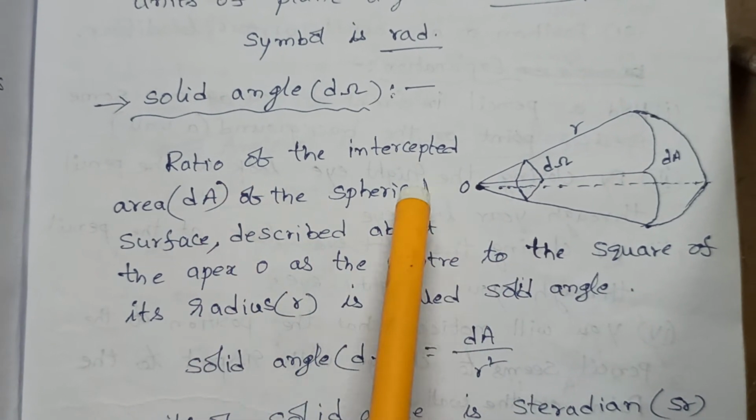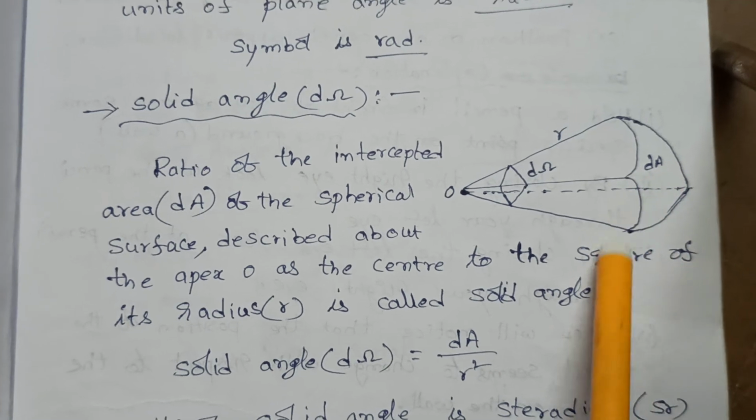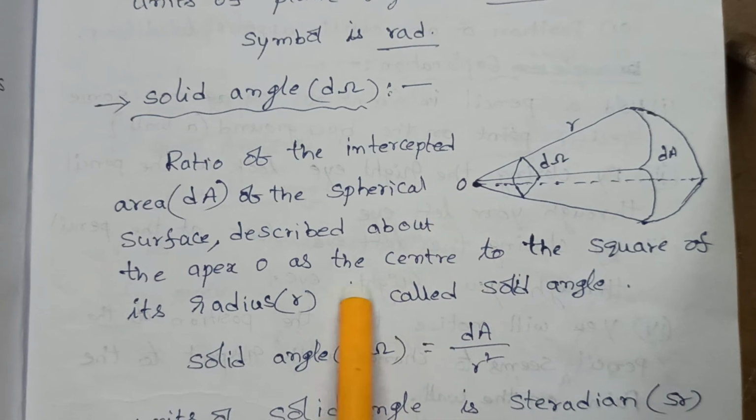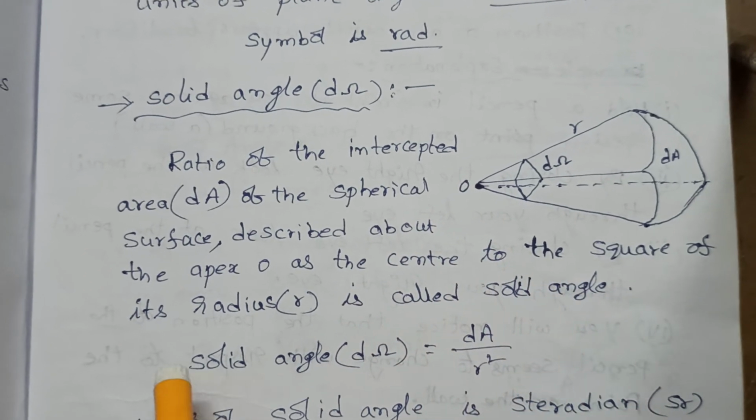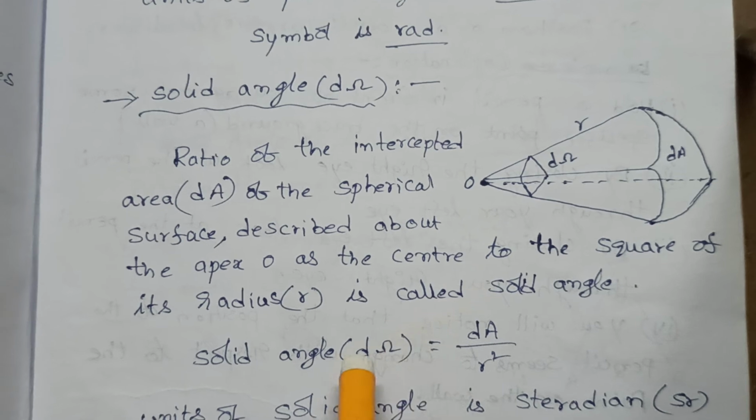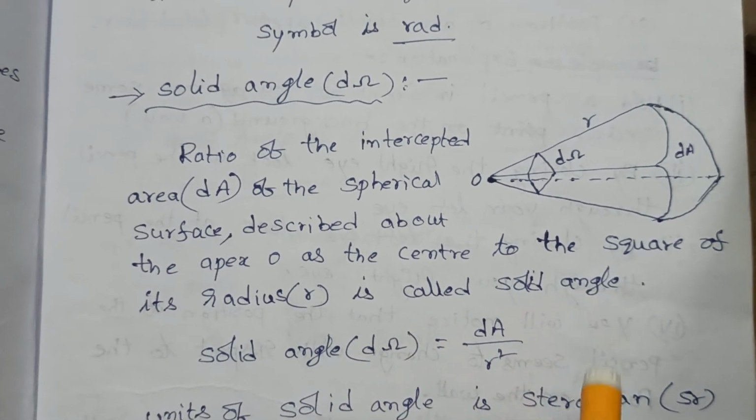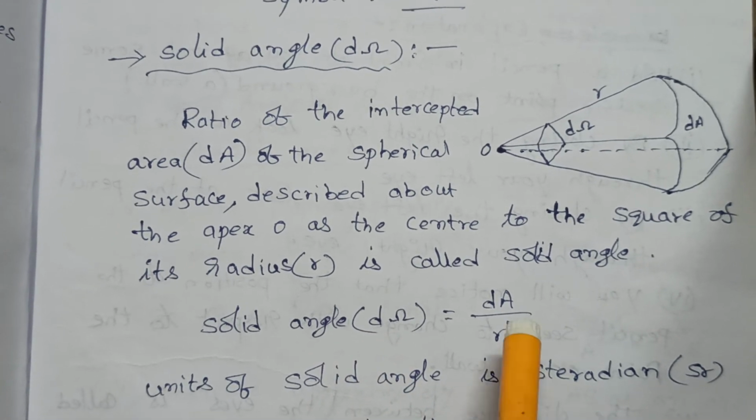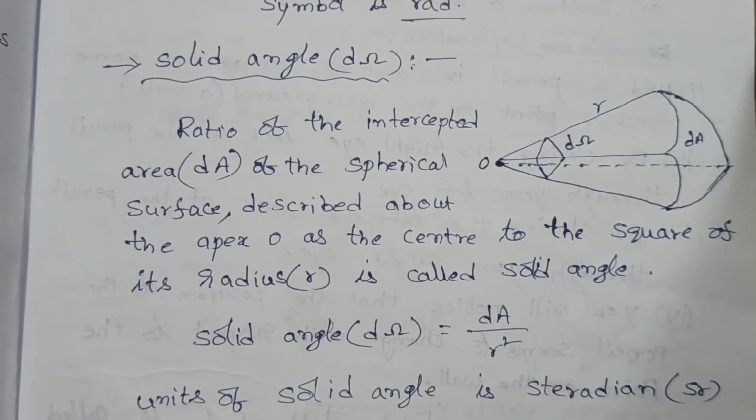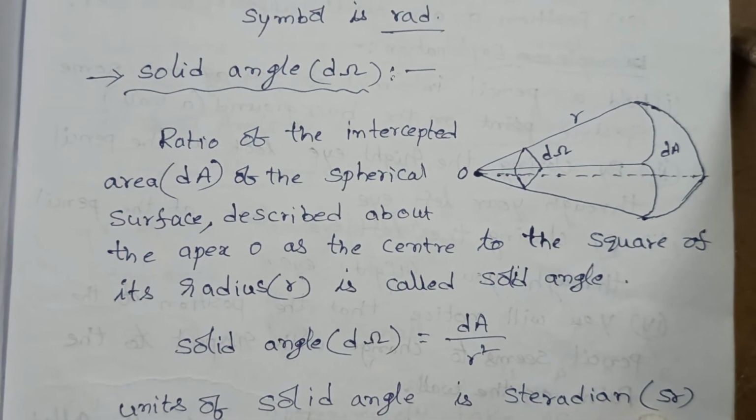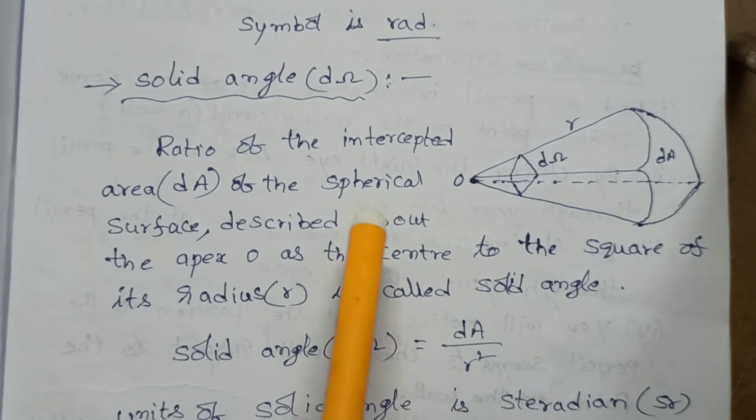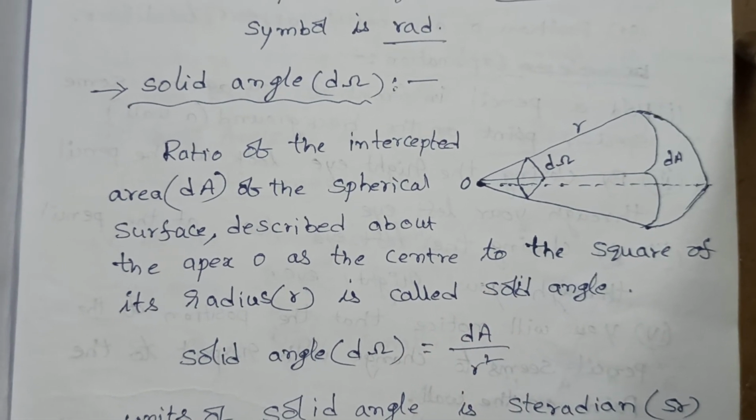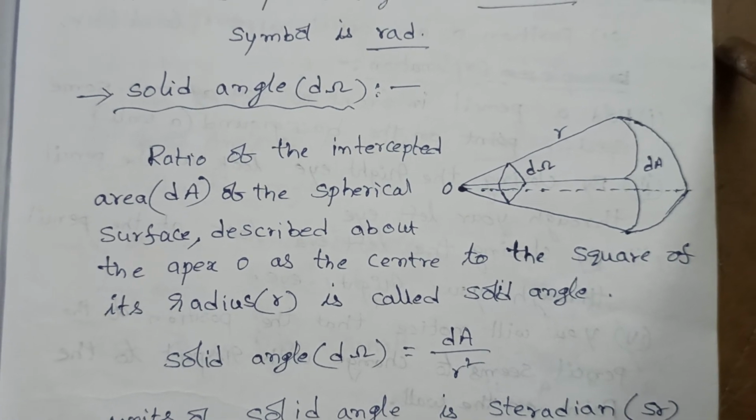Then the ratio of the intercepted area dA of the spherical surface described about apex O as the center to the square of its radius is called solid angle. Solid angle d omega is equal to dA by r square. The unit of solid angle is steradian. The plane angle and solid angle we have discussed are called derived quantities, not fundamental quantities.